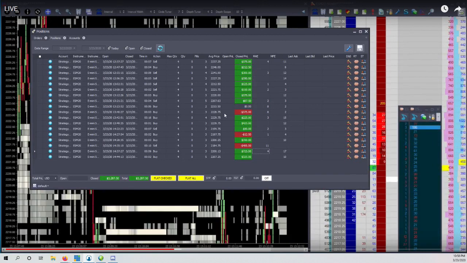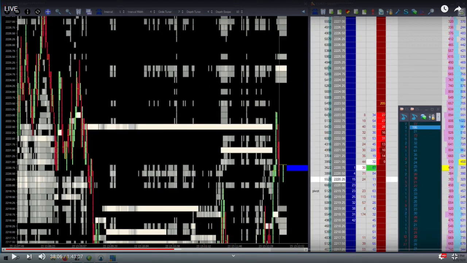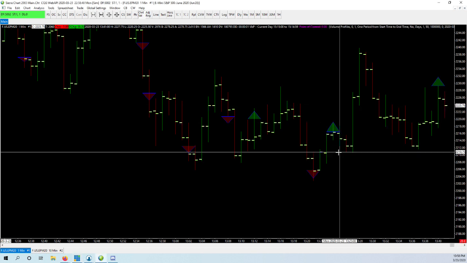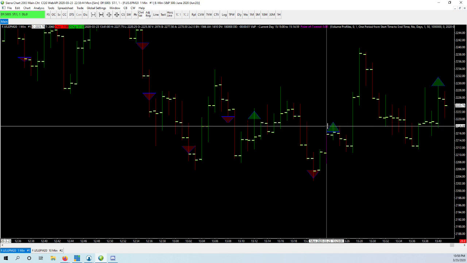Let's look at a loser. No, this is more of an average loser, I would say. Or let's look at the break even. So it's somewhere right where this green arrow is. I don't know what I was looking for in that.